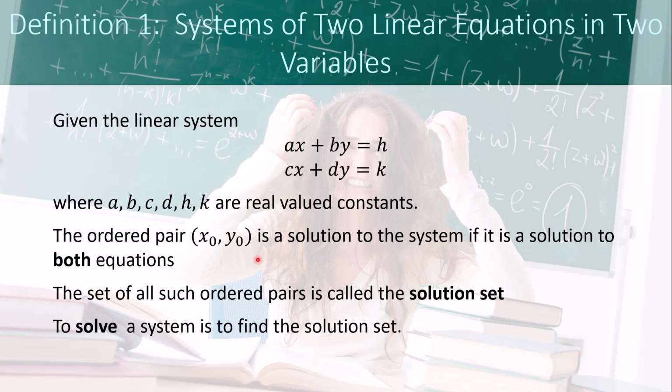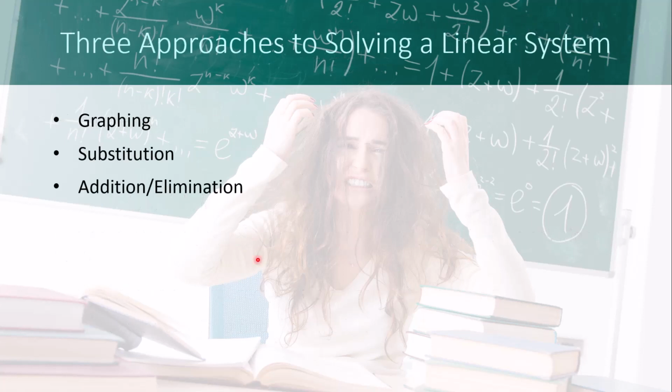Now, it turns out that if you have a system of linear equations, the solution set will have either 0 elements, if there is no solution, exactly 1 element, or an infinite number of elements. Those are the only 3 possibilities. Now, the three approaches to solving a linear system are graphing, substitution, and what we call addition/elimination.